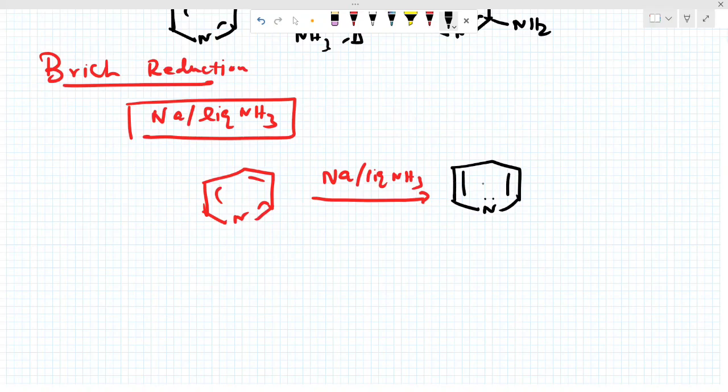Listen. Next one, catalytic hydrogenation. Like hydrogen and nickel, we can use, as with pyrrole. Same as we can use hydrogen and nickel. Catalytic hydrogenation. Okay, now see the reaction. Very simple.